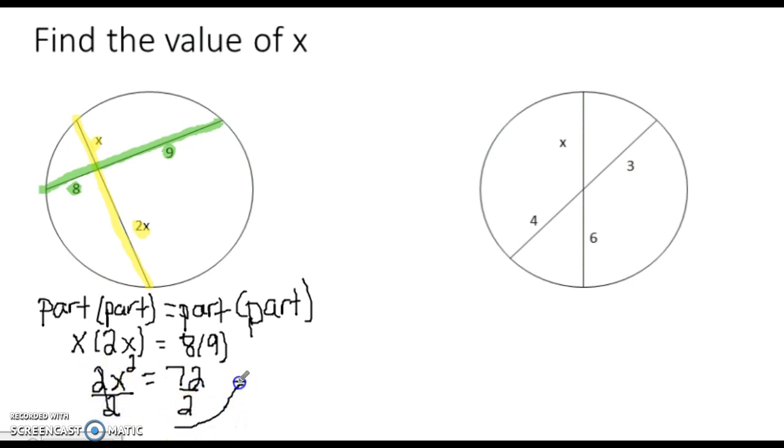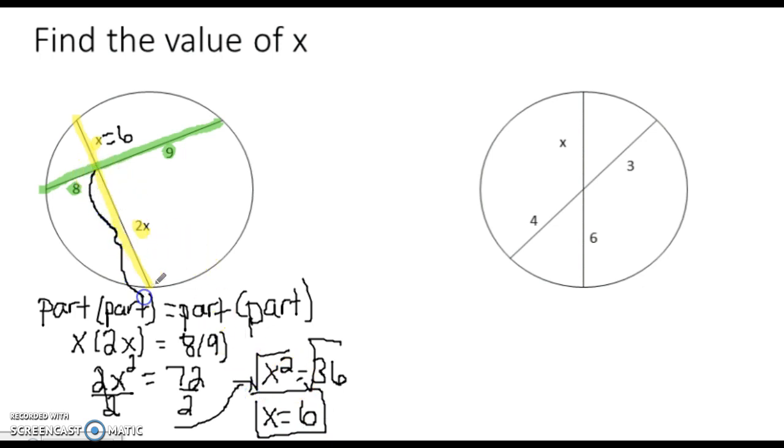I'm running out of room, so I'm going to shift it over here. 72 divided by 2 is 36. Then we still need to get rid of the square because we want x by itself. The opposite of squaring is square rooting. When you take the square root of 36, you get a positive and a negative 6. But since it's asking for the length of x, it can only be positive. So the value of x is 6. If it had asked us for this length, you would have plugged 6 back in, and this length here would have been 12.